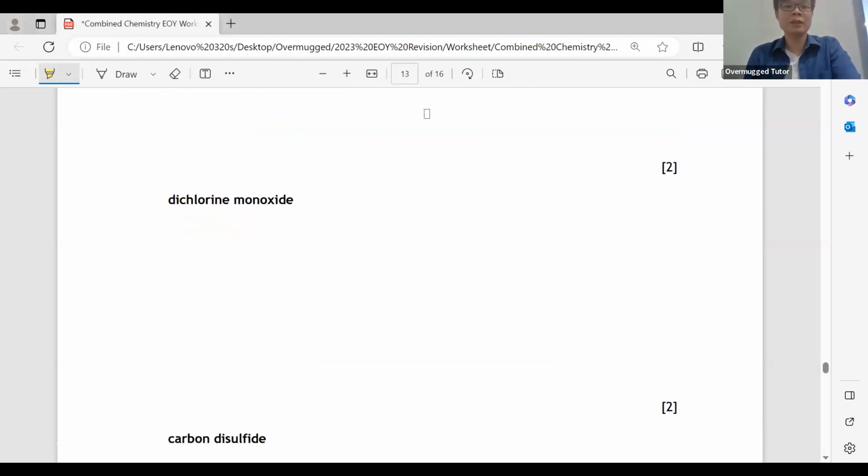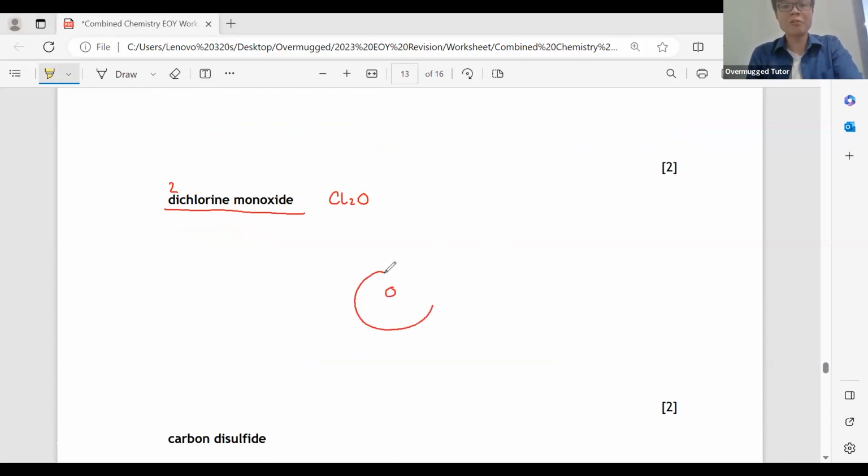Okay, covalent one. How do you know it's covalent? You see non-metals inside here, there's chlorine, there is oxygen. Di means 2, and mono means 1 actually. So this thing is actually Cl2O. But this one they should give you the chemical formula in the exam, because it's a bit more rare.